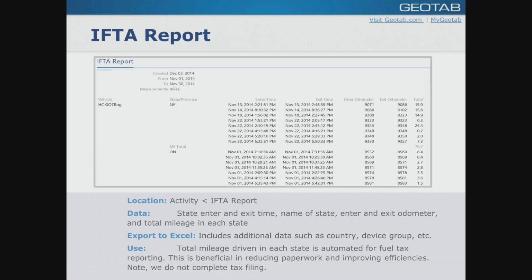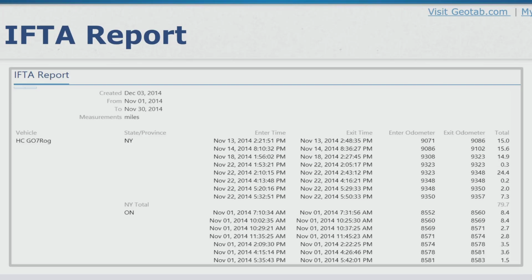All right, IFTA reporting. Some of you may need it, some of you may not. Just to let you know what it is, when you go across state lines, across provincial lines, it will identify it by state or province, and it will show you the enter odometer and the exit odometer and the total for each state. The reason for this is that IFTA reporting, or what it's also used for, apportioned plates, it will show you the total amount driven in each state, so it can then be used for the actual IFTA reporting.